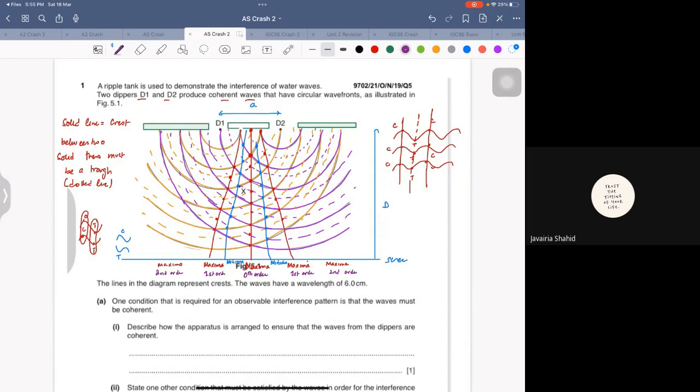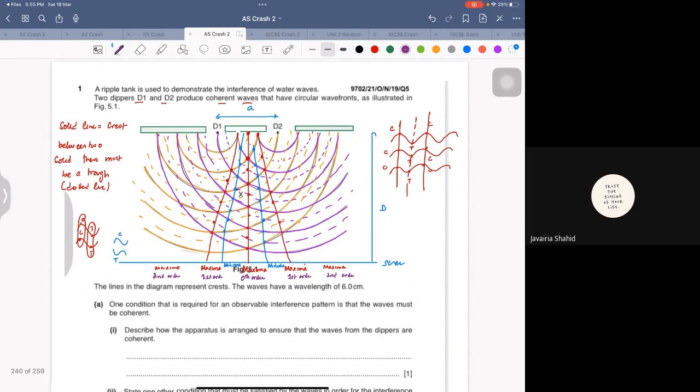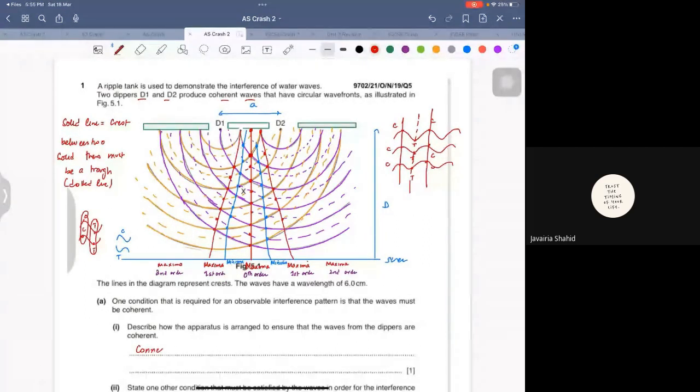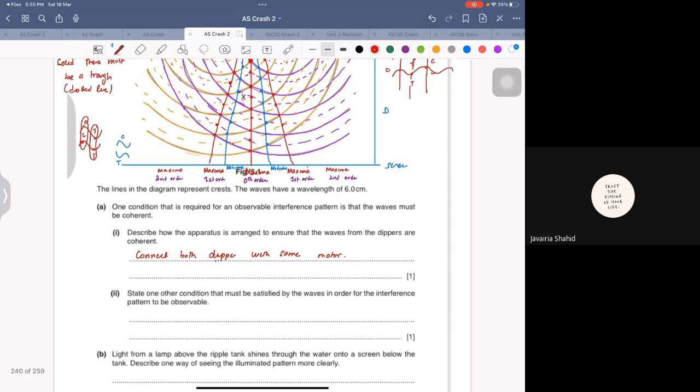All right, one of the ways you can do is connect both dippers with the same motor. If you connect them with the same motor, then obviously the way they are vibrating would be the same. All right. Anyway, then it says state one of the conditions that must be satisfied by the waves in order for the interference pattern to be observable.